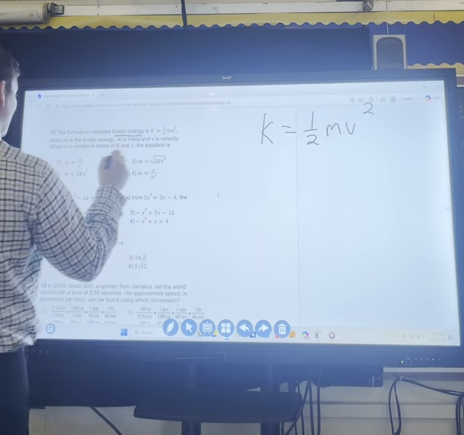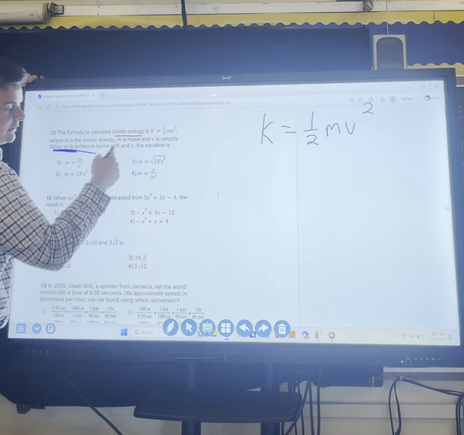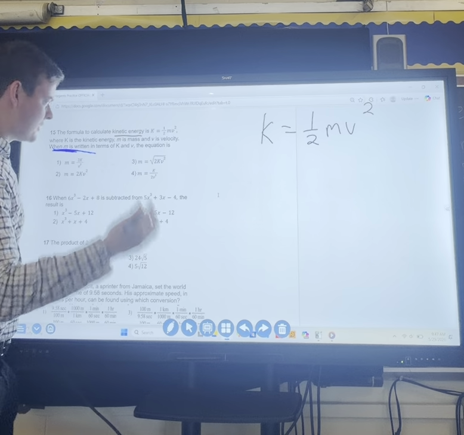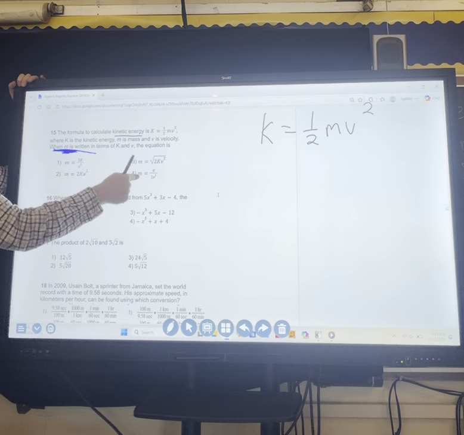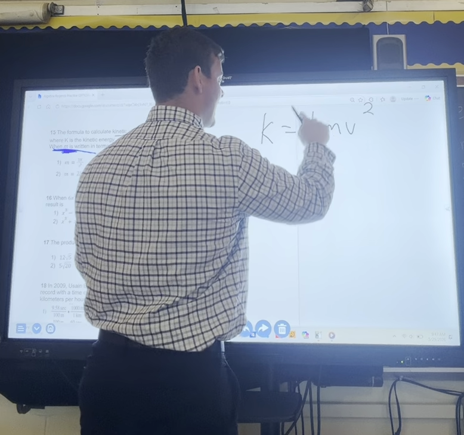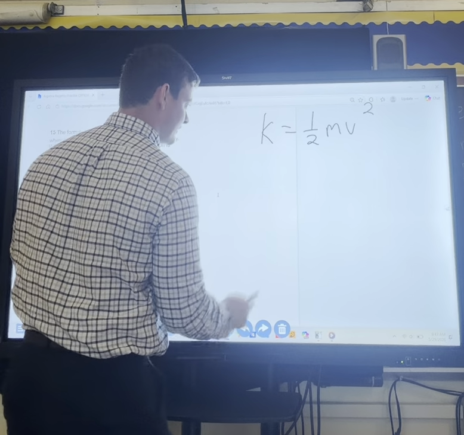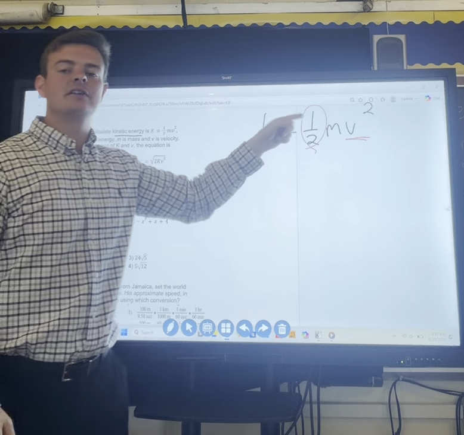It tells me I want m written by itself in terms of the other ones. Don't let them fool you. M by itself. Even look at the choices. I want m by itself. So I have to get rid of this 1/2 next to it, and I have to get rid of this v squared next to it. I'm first going to get rid of 1/2.